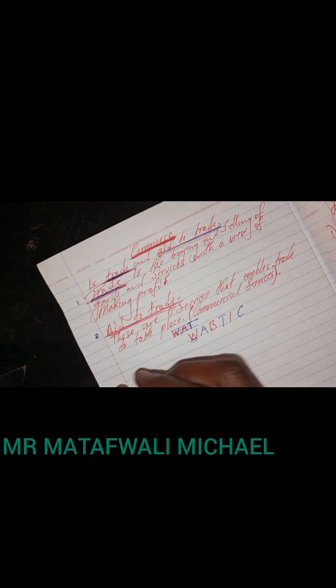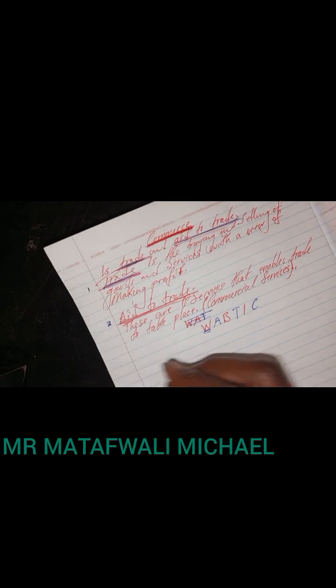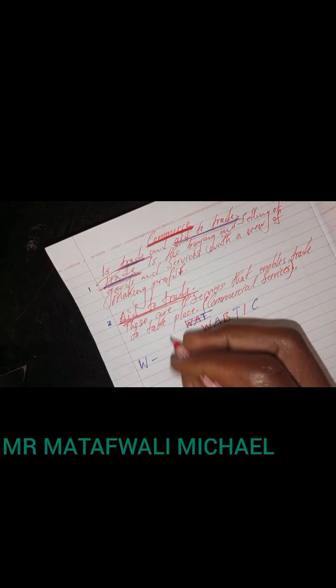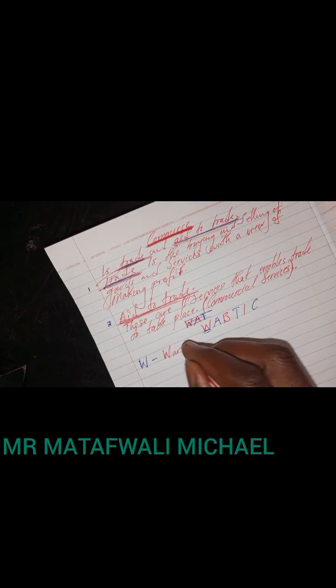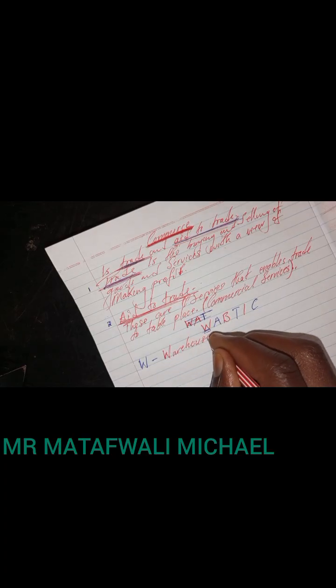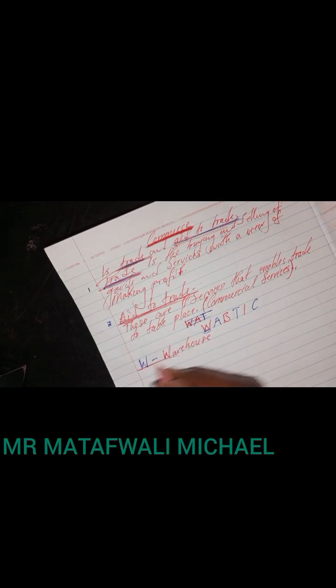So number one, the W here, it refers to warehouse. So the W is referring to warehouse. So warehouse, this is a physical place where your goods are kept or where you provide your service. So warehouse might be a physical place or a site where you provide your service. So number one, we have warehouse.